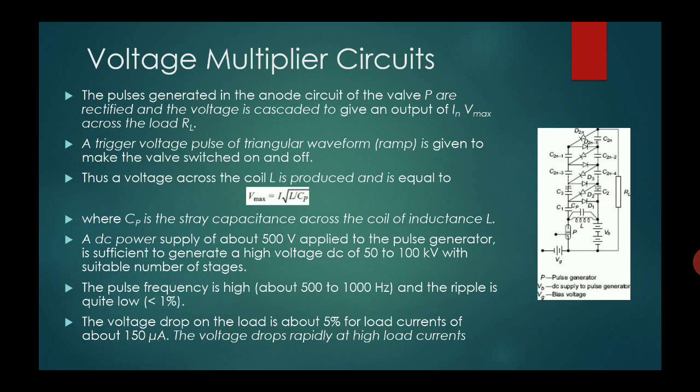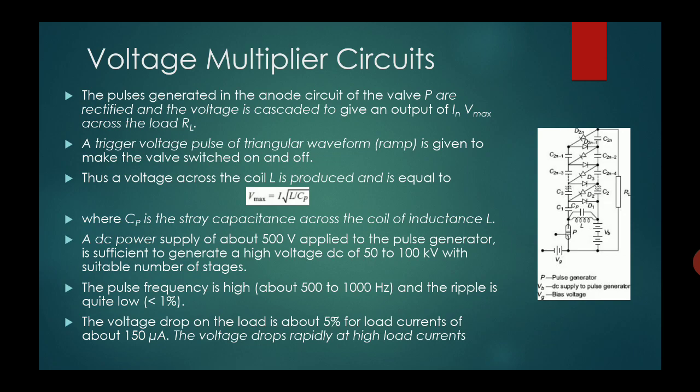A DC power supply of about 500 volts applied to the pulse generator is sufficient to generate a high voltage DC of 50 to 100 kV with a suitable number of stages. The pulse frequency is high, about 500 to 1000 Hz, and the ripple is quite low, less than 1%. The voltage drop on the load is about 5% for load currents of about 150 microamperes. The voltage drops rapidly at high load currents.